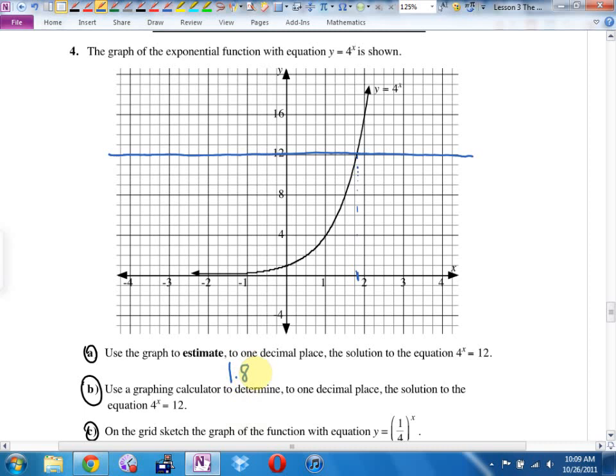Then you can do B and actually get the answer with your graphing calculator. I'll bet you it's 1.8 something. Graph left side, graph right side, second function, calculate, intersection. First curve, second curve, guess, find where they cross.